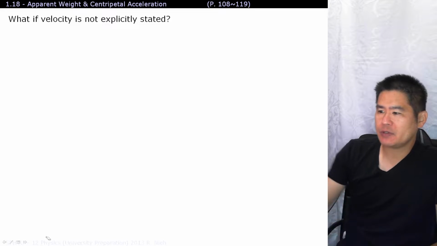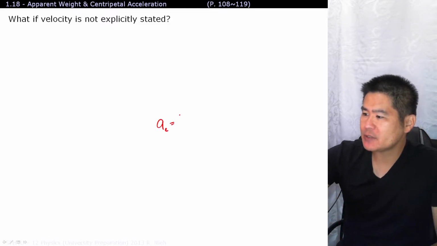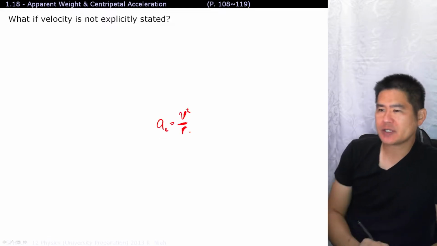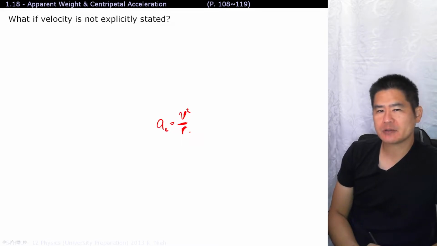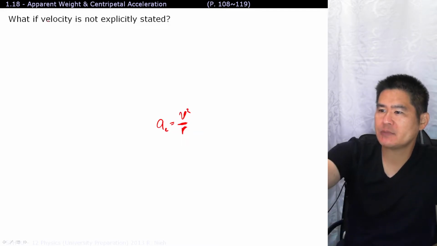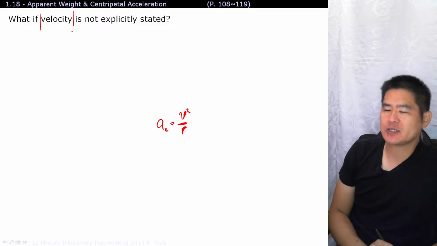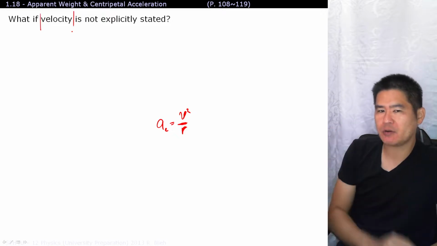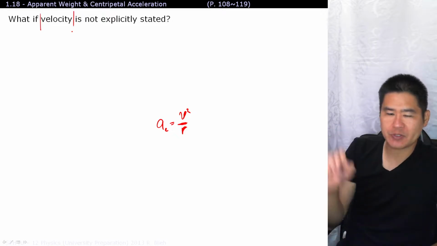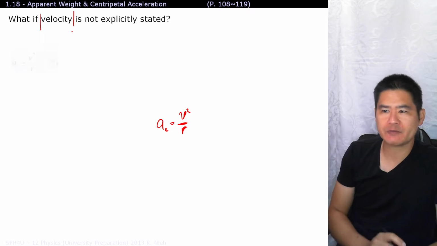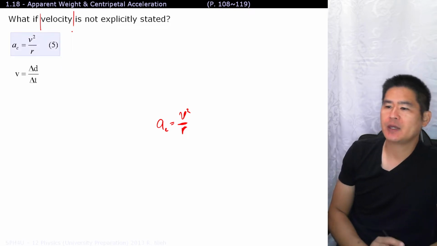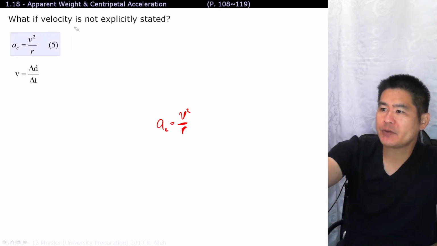All right, so even though we know the formula is AC is equal to V squared over R, sometimes we're not really given the speed. I guess not velocity, but the absolute value of velocity. So the speed is not explicitly stated. Well, we could also be given that it took this many seconds for it to go around, or if this event happens over and over again, the corresponding frequency. Okay, let's go through period first.